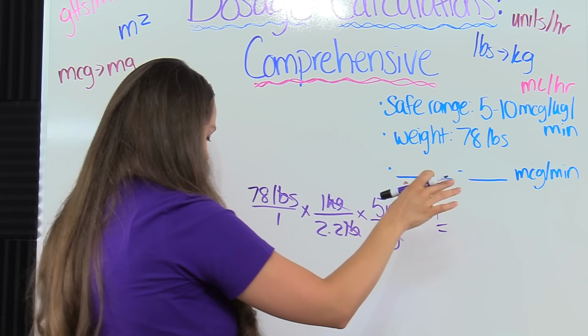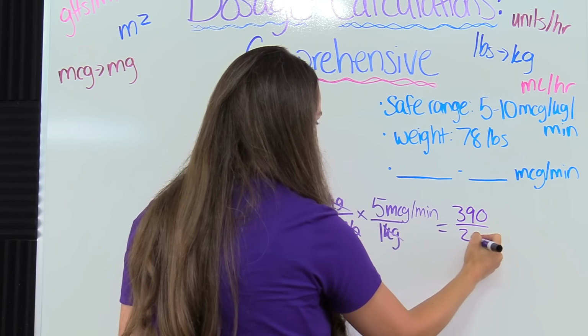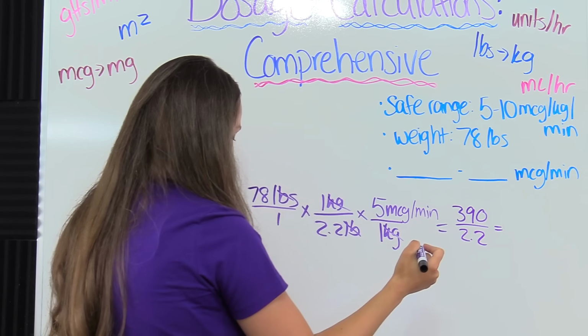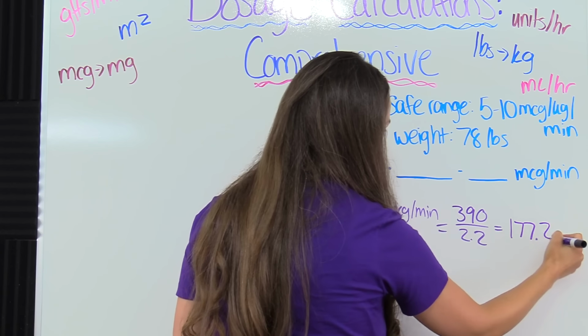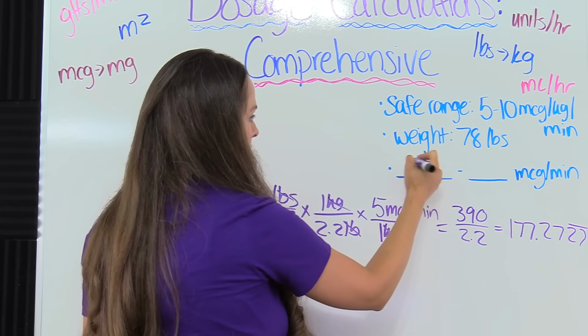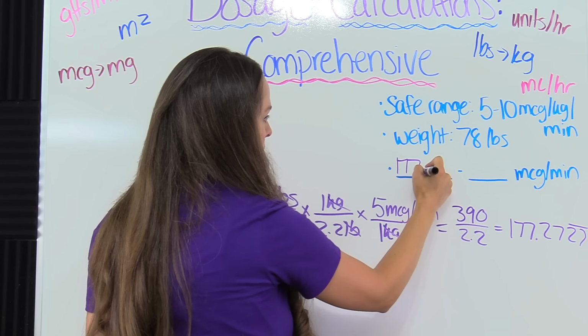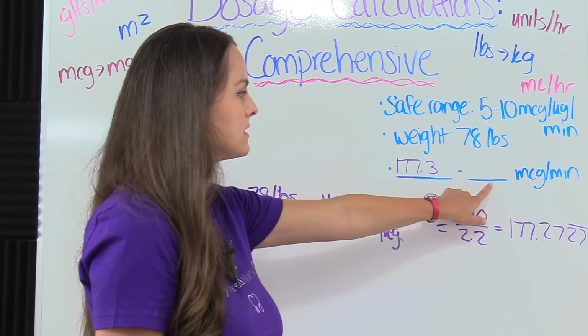So when you multiply everything at the top, you get 390. Everything at the bottom, 2.2. When you divide that out, you get 177.27, repeating, and I'm going to round to the nearest tenth, so 177.3. That's the lowest part of this range, but now we have to get the high part.